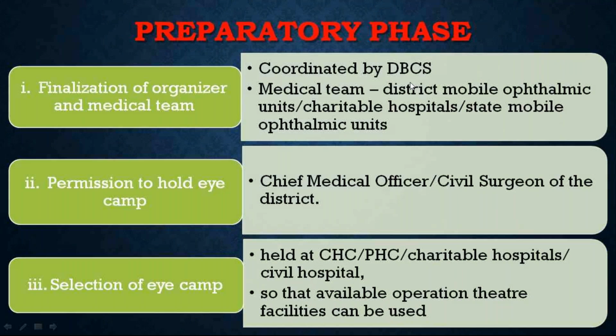These are the three things involved in the preparatory phase. Finalization of the organizer and medical team. Permission to hold the camp should be given by the chief medical officer or the civil surgeon of the district. And selection of the eye camp site, where the camp should be set up. It should be held at a community health center, PHC, charitable hospital or civil hospital, so that the available operation theatre facilities can be used. You should have a particular ophthalmic theatre, not other theatres. An ophthalmic theatre is different from other theatres, and you cannot perform the surgeries in other theatres. It should contain a microscope and other ophthalmic instruments so that the surgeries can be done. That is the preparatory phase.